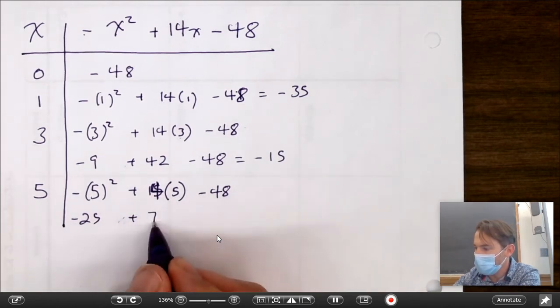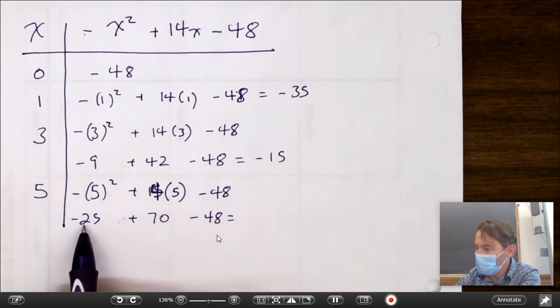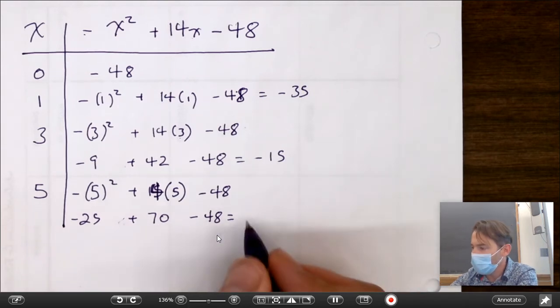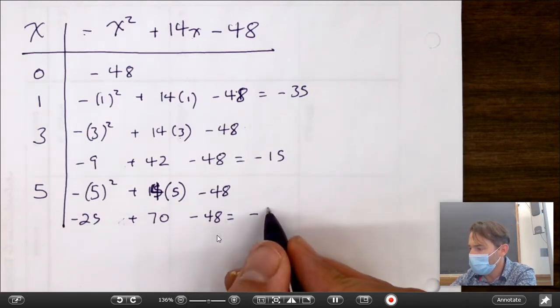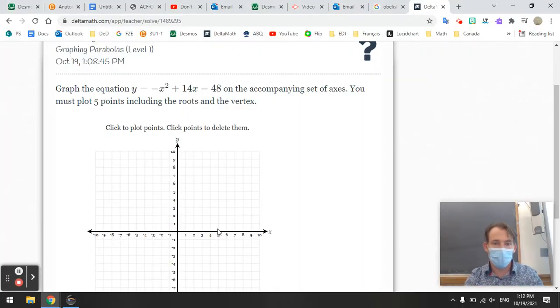14 times 5 is 70, minus 48. Okay, that's equal to negative 25 plus 70. That gives me positive 45, minus 48, minus 3. Okay, there's a point I can plot. So now I go back over here and I say at x is 5, this is minus 3.